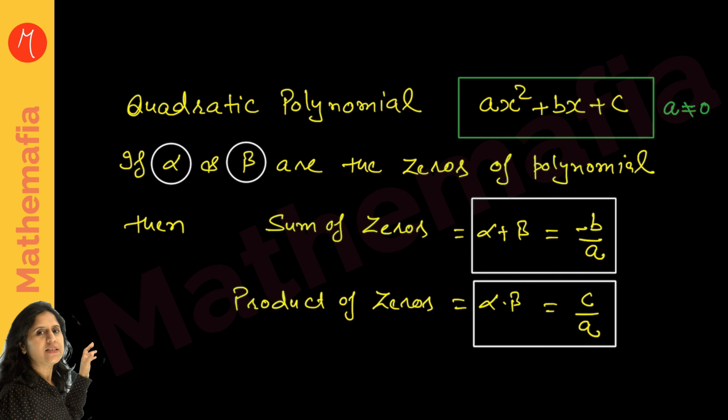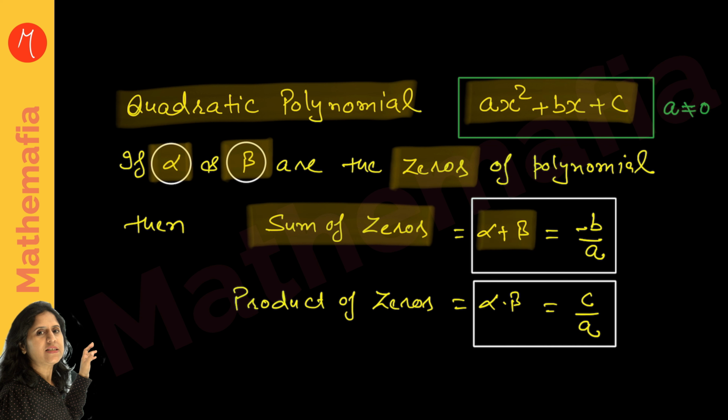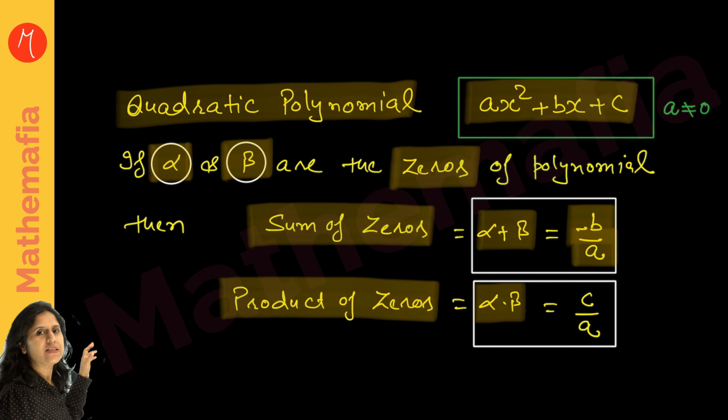Now let us look at the relation between the zeros of polynomials. For a quadratic polynomial ax square plus bx plus c, where a is not equal to 0, if alpha and beta are the zeros of the polynomial, then the sum of zeros, which is alpha plus beta, will be minus b by a. And the product of zeros, which is alpha into beta, will be c by a.